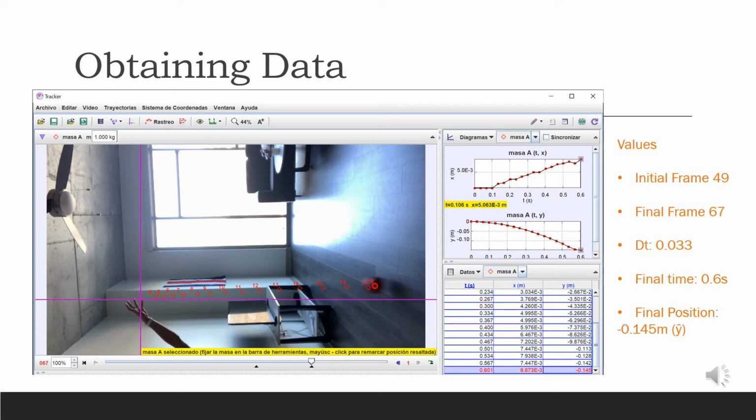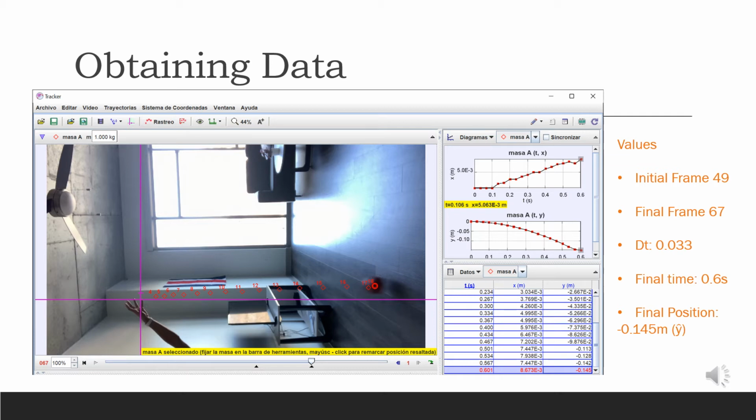So, first step was analyzing our video. In this image, you can see Tracker, which was the software that we used to analyze our video. And to your right, you can see the main important values that we're going to include into our code to get our model. So first of all, we have the initial frame, which was 49, our final frame, which was 67, our change between each frame, which was 0.033, our final time, which was right before the ball hit the ground, and our final position.